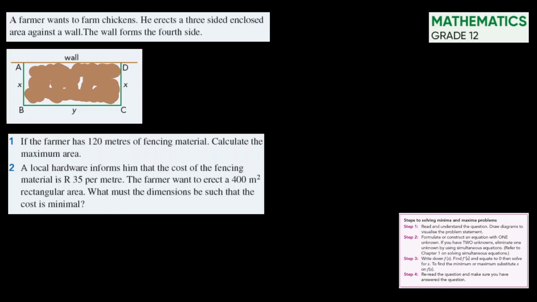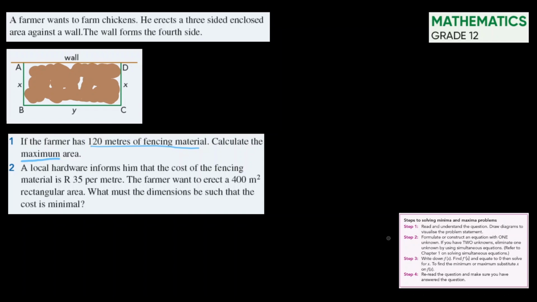All the chickens he's farming will be staying in that enclosure, just to give a visual representation. We're told that there's a wall, and then we have sides A, B, C, D, and we have x and x and y. So we have more or less a rectangle here. The first question that they ask us is that the farmer has 120 meters of fence material. Calculate the maximum, remember that keyword, maximum area. So we're looking for the maximum area.